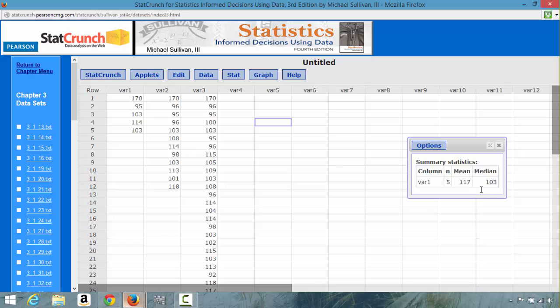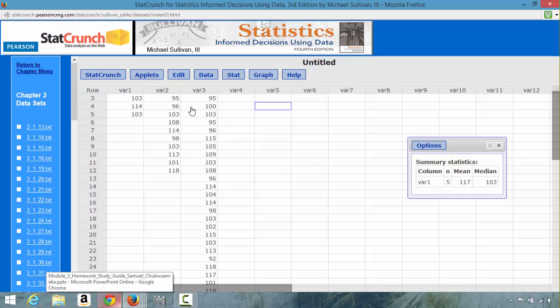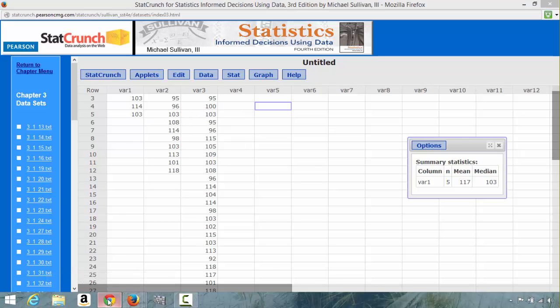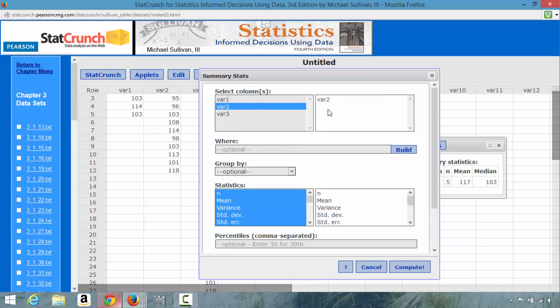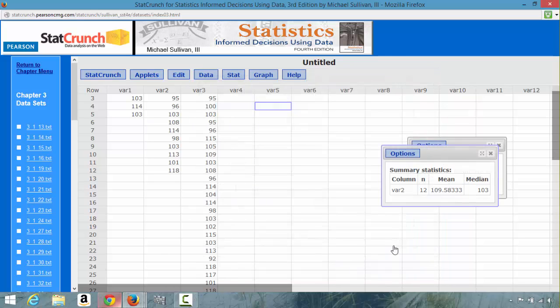So you will notice something, okay, and you can do this later on. You can do the rest later on for variable 2 and variable 3. All you need to do is, you know how to do it, right? You go to Start, Summary Stats, Columns, click on the variable you want. If you want variable 2, you click on variable 2, select the sample size, hold your control key, select mean, and select median, compute. You see that this is for variable 2.